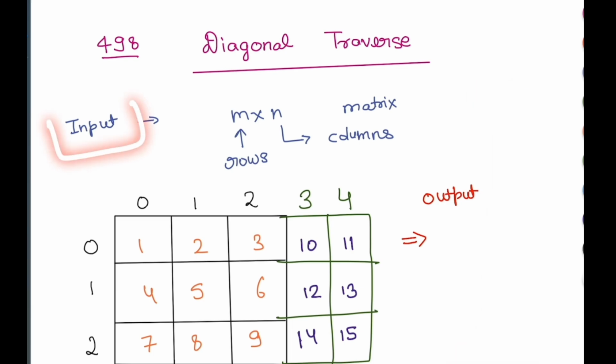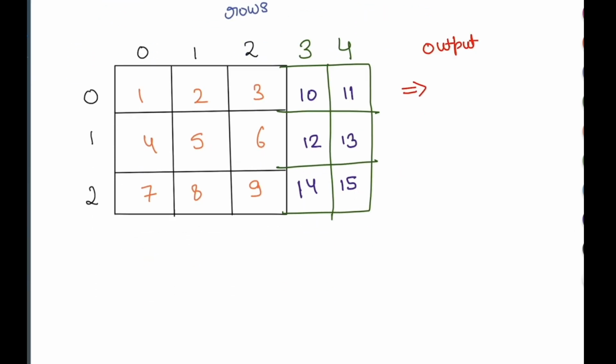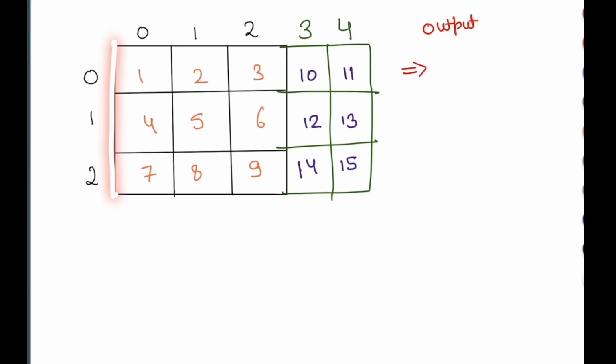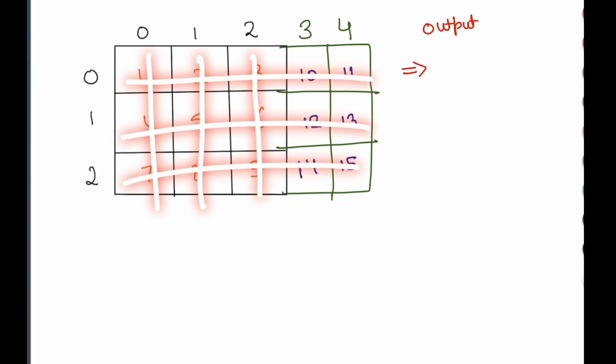In the problem, the given input is an m by n matrix, basically a two-dimensional array, where m is the number of rows and n is the number of columns. Now let me try to explain the problem with an example. Let us say this is the two-dimensional matrix, or the 2D array, given to us as an input. We have 3 rows and we have 5 columns, right?